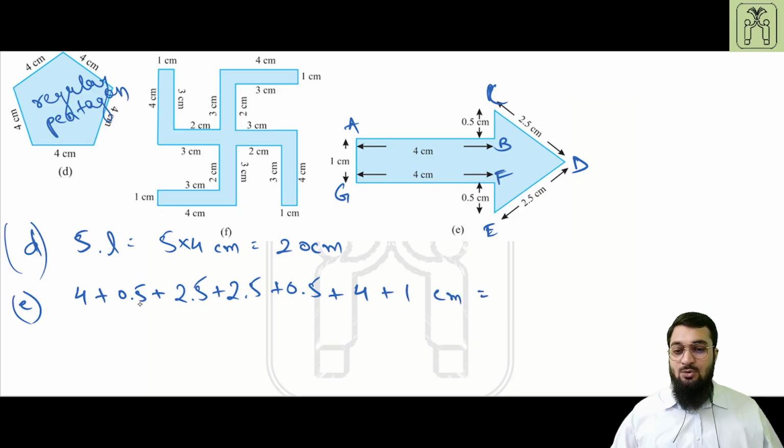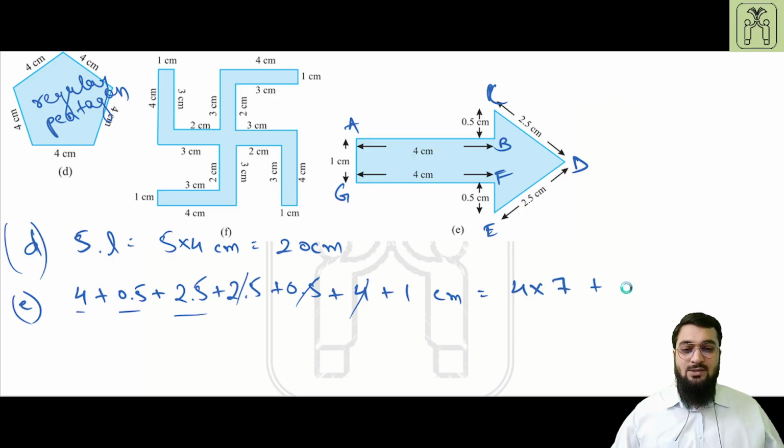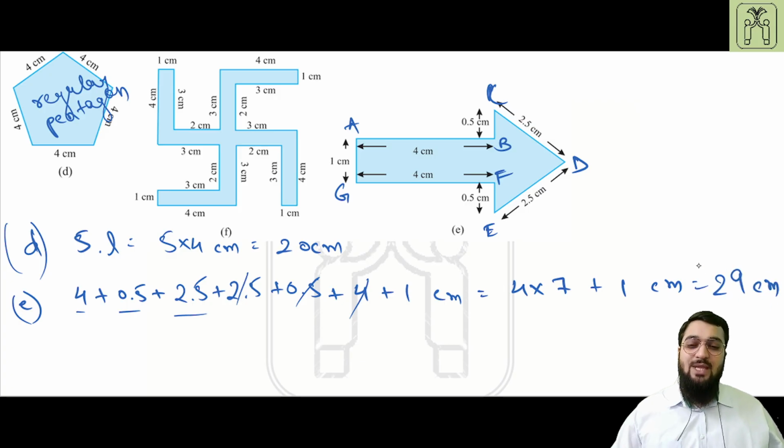After that, you will just find out that 4 is added 2 times, 0.5 is added 2 times, 2.5 is added 2 times, and 1 is added only one time. So we can just write 4 plus 0.5, that is 4.5, plus 2.5, that will give us 7. So 4 into 7 plus 1 centimeters, and that is 7 fours are 28, and 29 centimeters will be the perimeter.